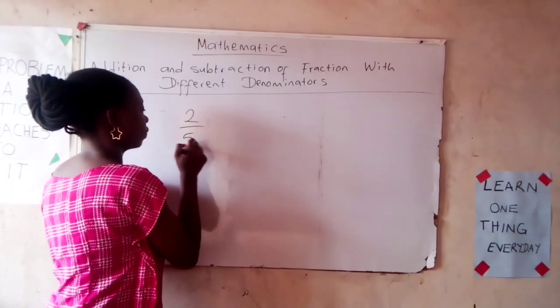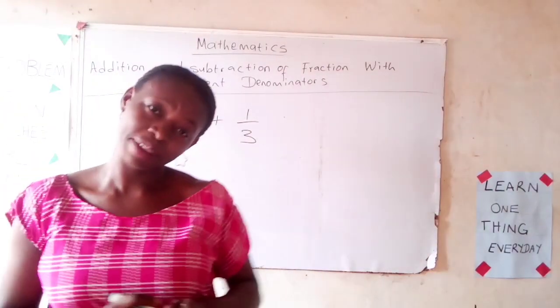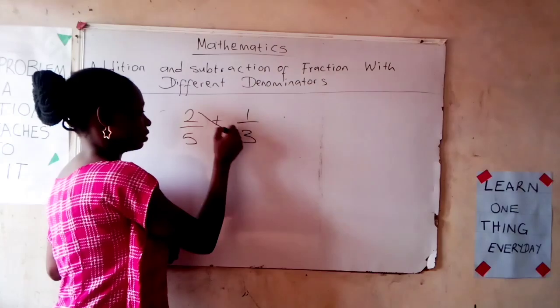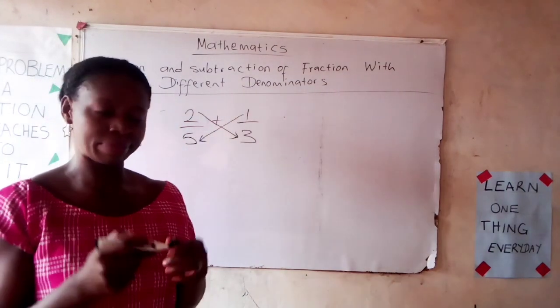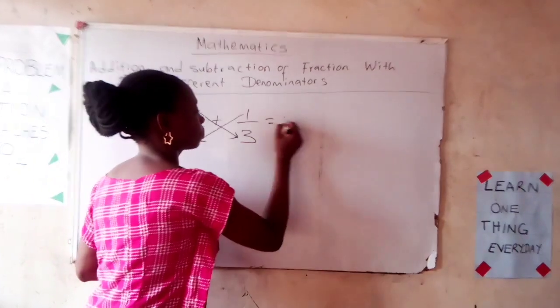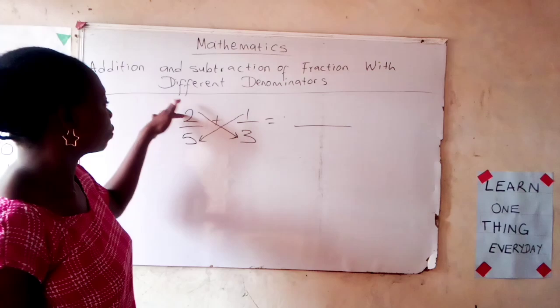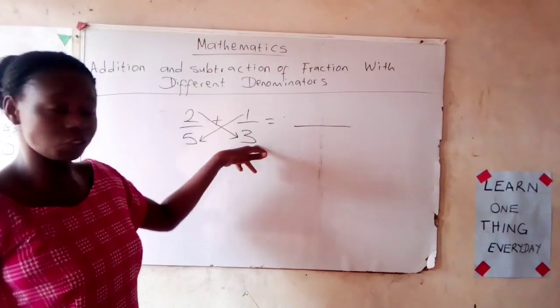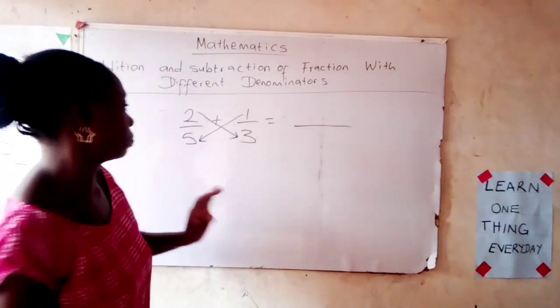2 over 5 plus 1 over 3. If I want to use the butterfly method, I do something like cross multiplication. I'll do it like this. This will multiply this, and this will multiply this. So just calm down, you understand? To find the numerator with the butterfly method, I'll say 2 times 3: 2 times the numerator up, multiplied by the denominator down on the opposite side. That is how to find the numerator. 2 times 3 will give me 6.